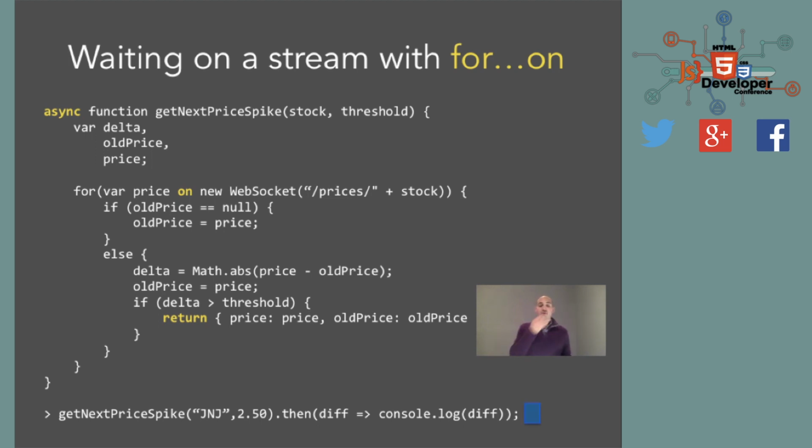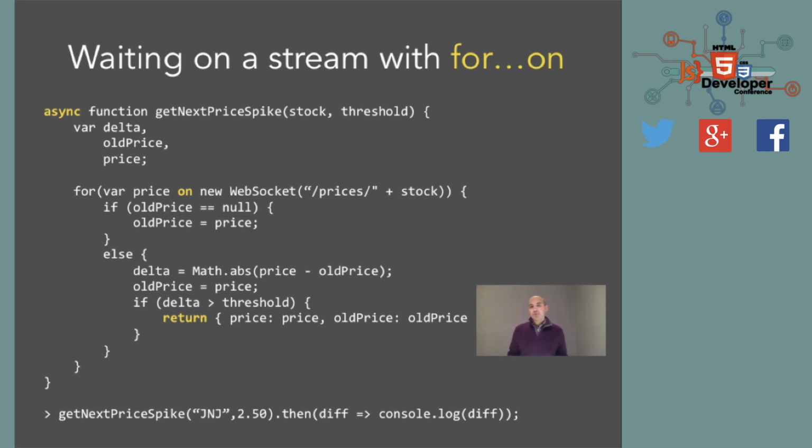And so you should be able to write this as a for-on loop to loop over push streams like WebSockets. So in this example, I'm using a for-on loop. Now this isn't in ES6, this is something being proposed for ES7. So in any async function, it would be ideal if we could use a for-on loop to loop over events.